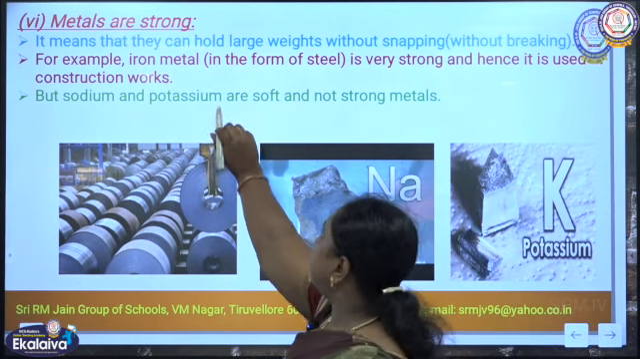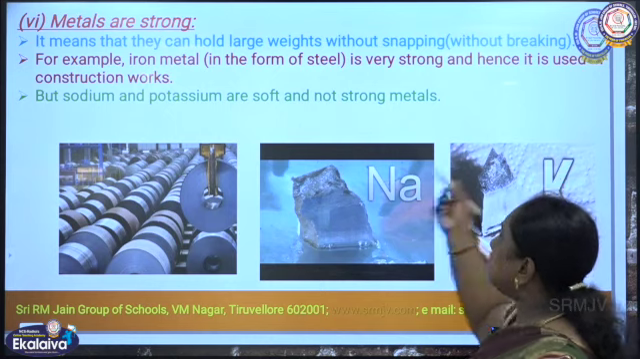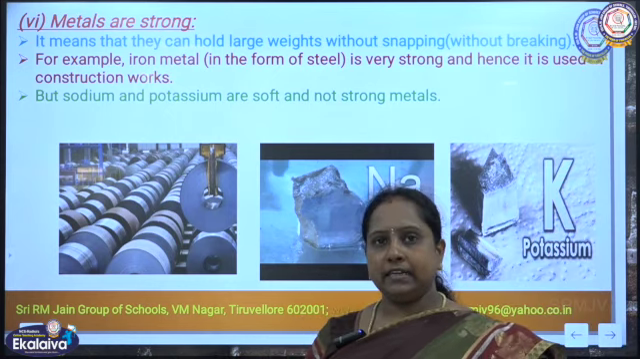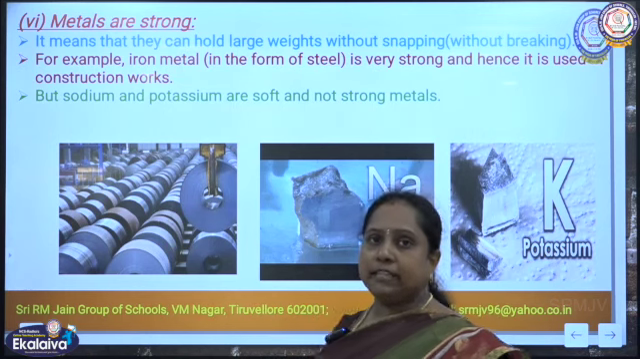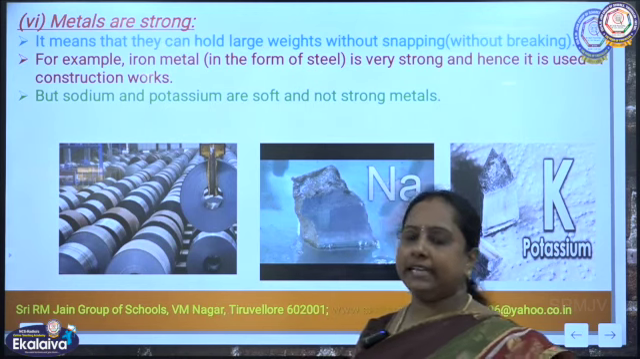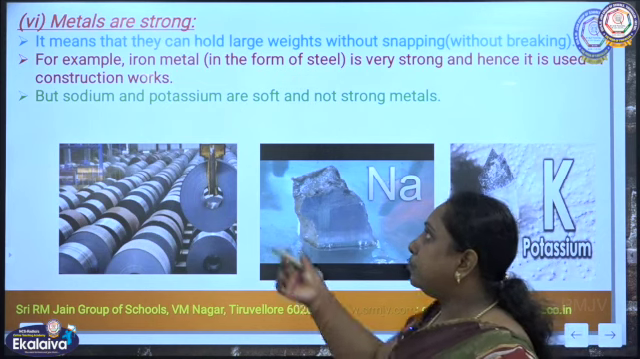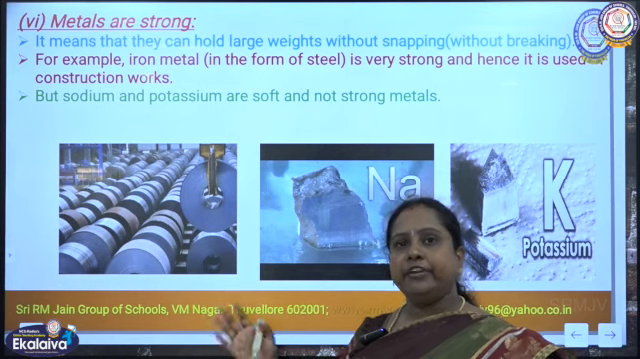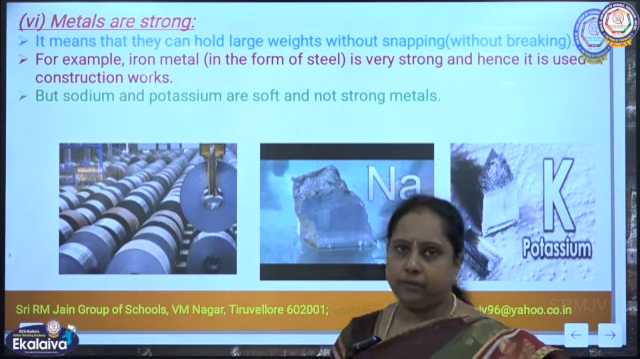For example, if you take iron metal, which is in the form of steel, it is very strong and hence it is used for construction works. And also you would have seen in the gym, children will be using iron, that means steel, as exercise equipment like dumbbells and weightlifting. For construction work that is very important, because when iron is used for construction work, then the building will be strong.